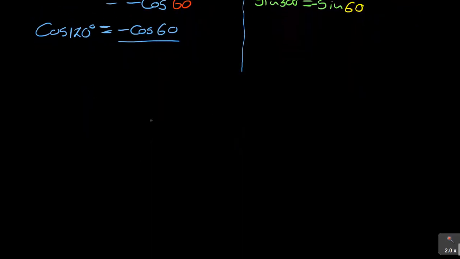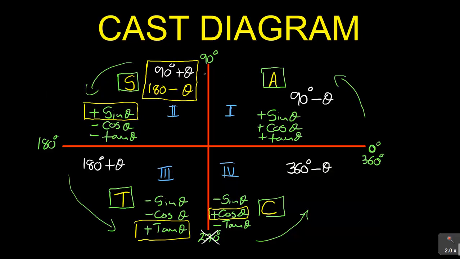Now lastly, let me choose another example, for example tan 480 degrees. First things first, what you need to ask yourself is, where can I locate 480? If you go to the CAST diagram here, you will agree with me that the maximum that we can get is 360. That is a complete revolution.